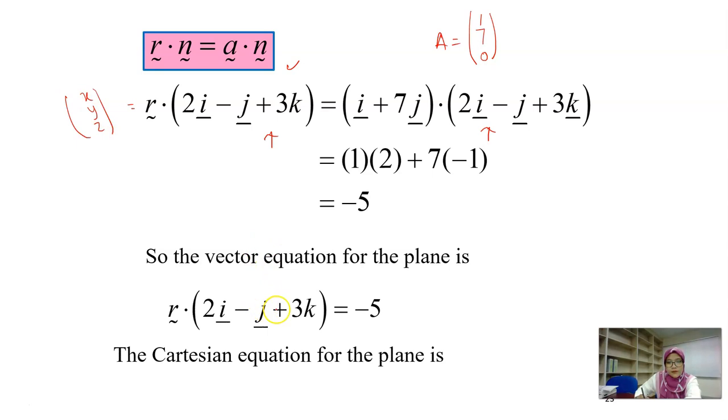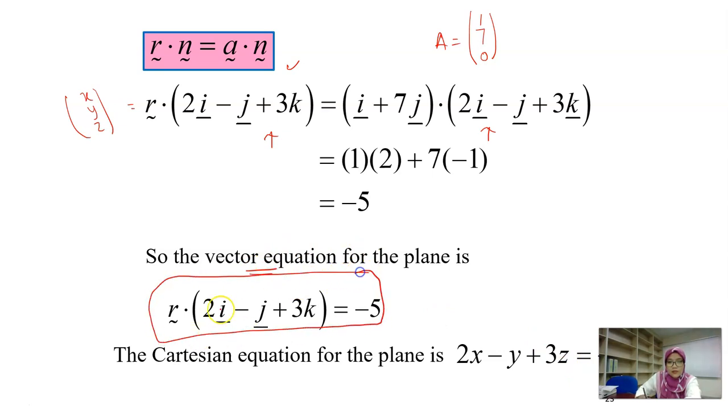Okay, so we will have the vector equation for the plane: r · (2i − j + 3k) = −5. So the Cartesian equation for the plane is 2x − y + 3z = −5. If they ask you to find the vector equation, we leave it in this form without substituting r with x, y, z. But for the Cartesian equation, you substitute r as x, y, z, because vector r is (x, y, z). So you multiply with (2, −1, 3), and then you get this answer.